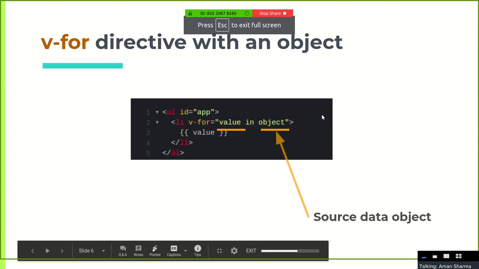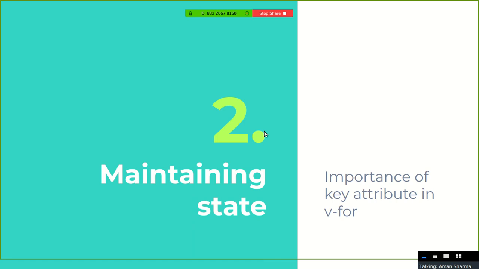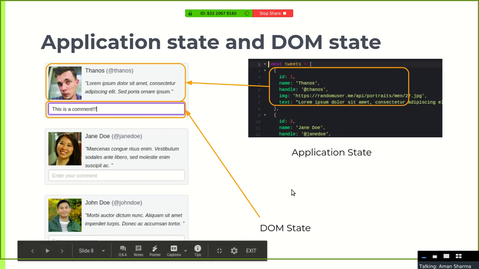Now we're going to get into some little tricky stuff. So, maintaining state. There's something known as the key attribute, which has to be used with v-for, and we'll know why it is so important to use that. But first of all, let me just clear something out.